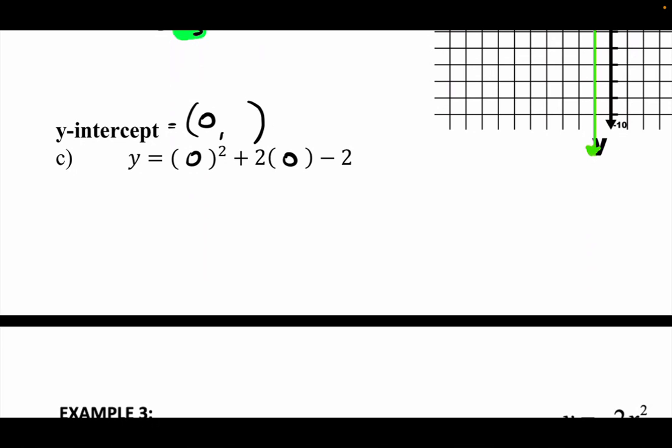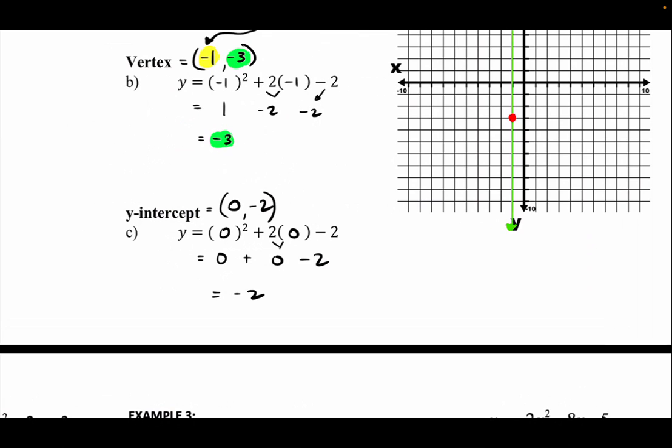PEMDAS. What's 0 times 0? 0. What's 2 times 0? 0 minus 2. -2. That's my y-intercept. Going to go make that dot. This one's close to the vertex. Sometimes they're close, sometimes they're not.